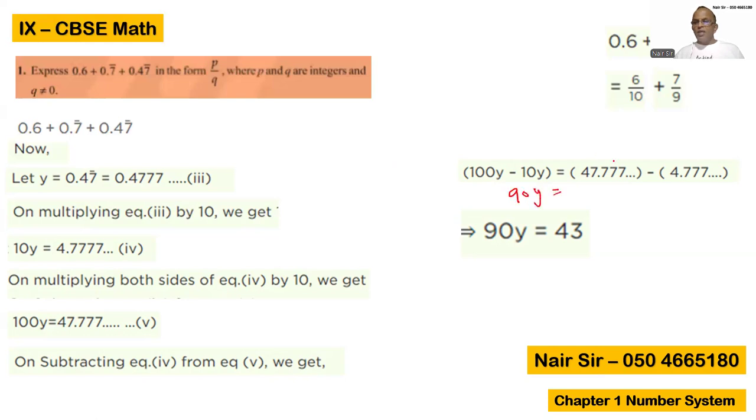And what happens over here? This whole thing gets cancelled. And what is left? 47 minus 4, and that is 43. Okay. This is the key step for you to understand. And what do I get? 43 upon 90. And I replace that from there.